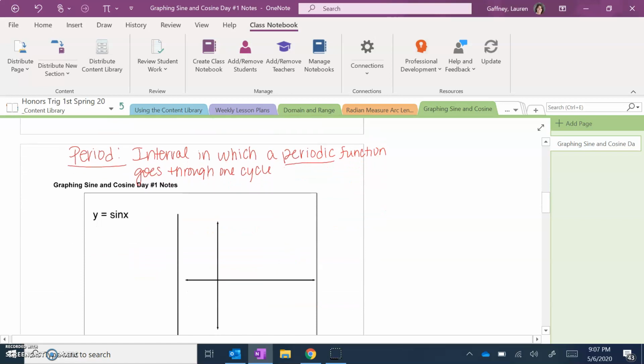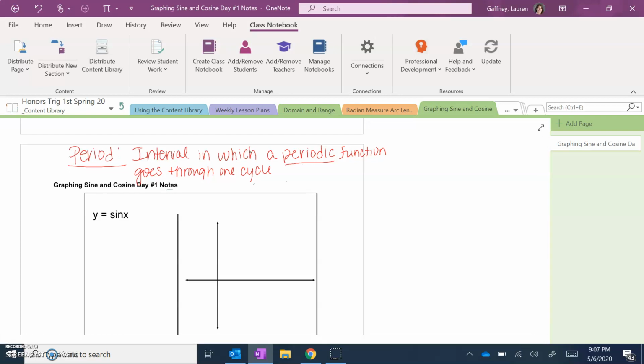A word you're going to hear a lot in the coming weeks is your period. It's the interval in which a periodic function goes through one cycle. When I say periodic function, that means a function that repeats itself, basically. So we're going to graph one full cycle of these. We're not going to keep graphing because it keeps repeating itself forever and ever.